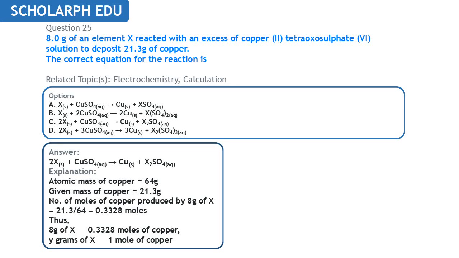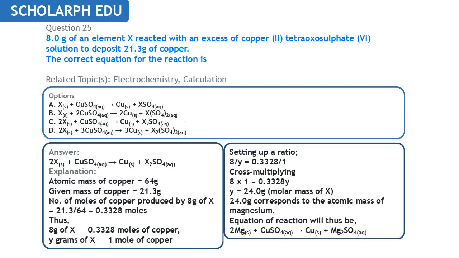Now y grams of X, we want to know how many grams of X is going to produce 1 mole of copper. So we set up an equation, a ratio rather. We are going to have 8 grams over y gram is equal to 0.3328 over 1. If we cross multiply, the denominator here will multiply the numerator here, and the denominator here will multiply the numerator here. So we are going to have 8 times 1 equal to 0.3328 times y. 8 times 1 is 8.